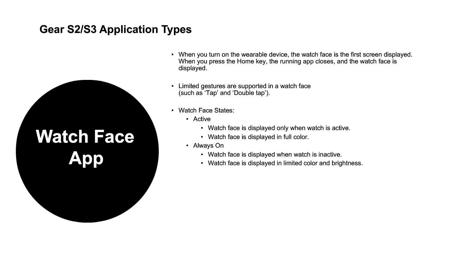So let's talk about the watch face. As I mentioned earlier, the watch face is the main home page that is displayed on the watch. It has limited functionality when compared to other web applications, like only tap or double tap functionality might work. And a watch face can be in two states. It can be an active watch face or an always on watch face state. Active watch face means the watch face will be displayed only when your display is active, and it can be displayed with full color.